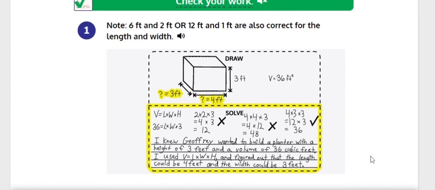Check your work. Note, 6 feet and 2 feet, or 12 feet and 1 foot, are also correct for the length and width.